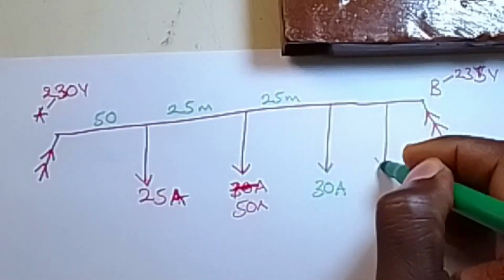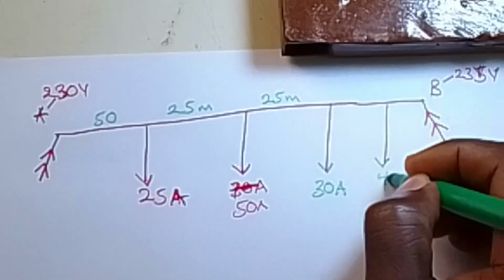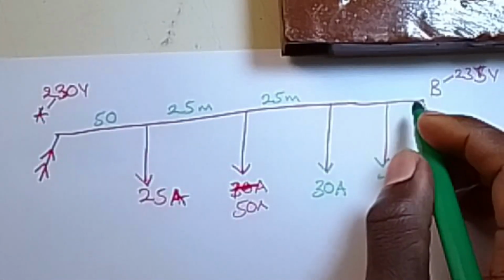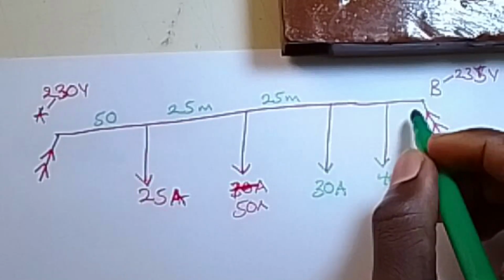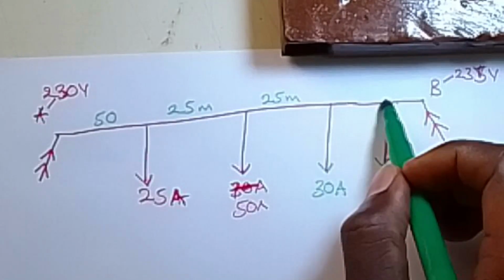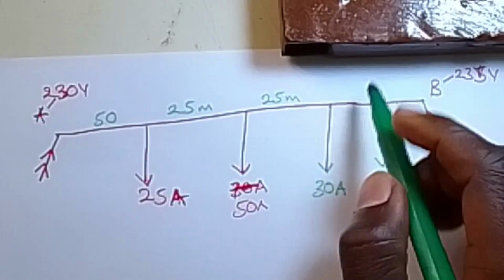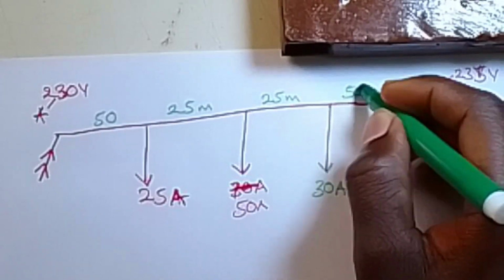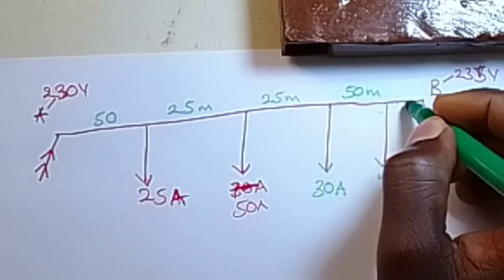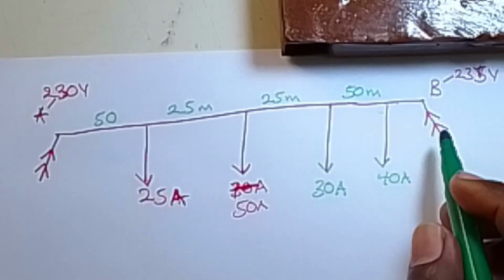Then we have the last load, which is 40 amps at a distance of 150 meters from A. So if this is 150, but from here to here is 100, the remaining distance there is 50 meters. So we shall have our 50 meters here. And finally, did they give us the total length of the line?